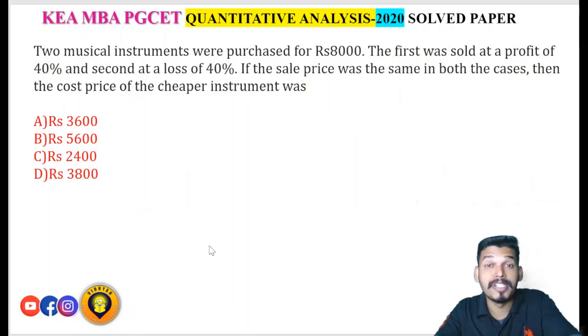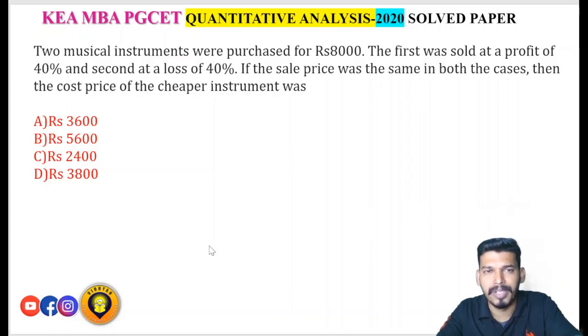Two musical instruments were purchased for rupees 8,000. The first was sold at a profit of 40% and the second at a loss of 40%. If the sale price was the same in both the cases, then the cost price of the cheaper instrument was.